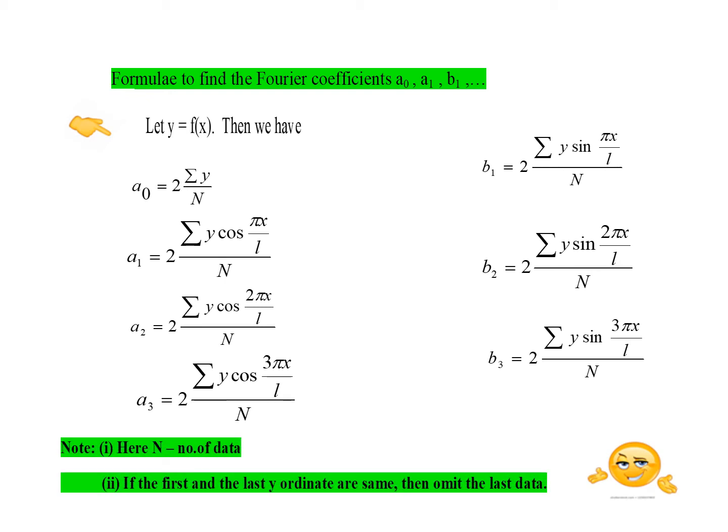And one more thing, very important: that capital N that comes in the formula is the number of data which they will give in the problem. And another important note which you have to remember is, when you have a problem, you will be given x values and f of x values, that is, f of x is denoted as y. So observe the data carefully. If the first and the last f of x value, that is the y value, are the same, then you have to omit the last data. So it's an important note which you have to observe here.